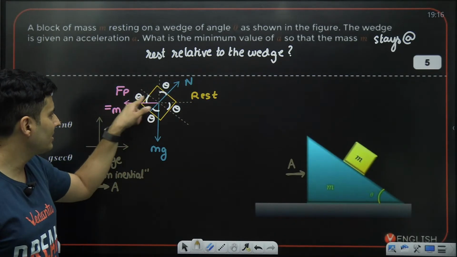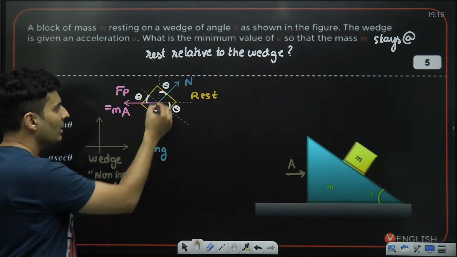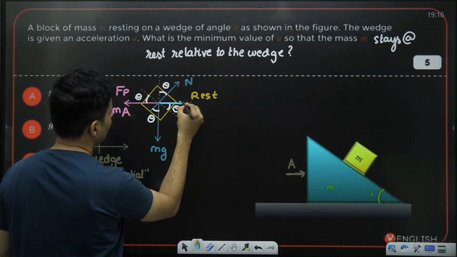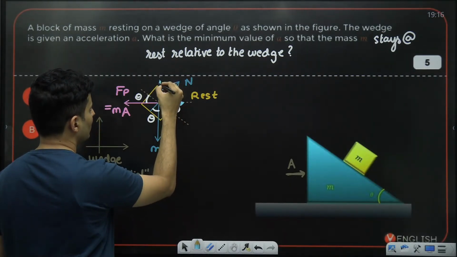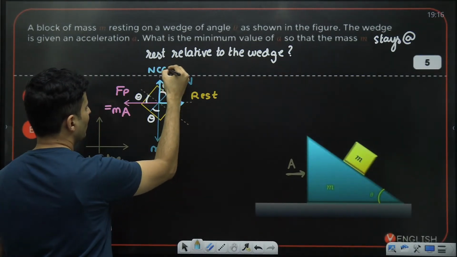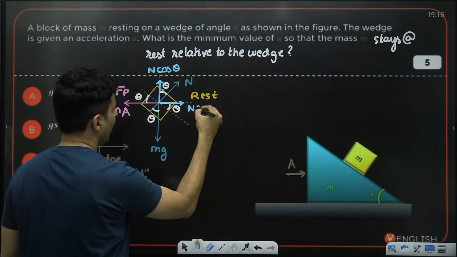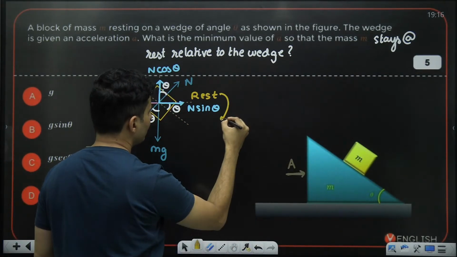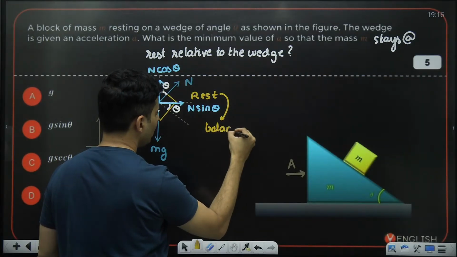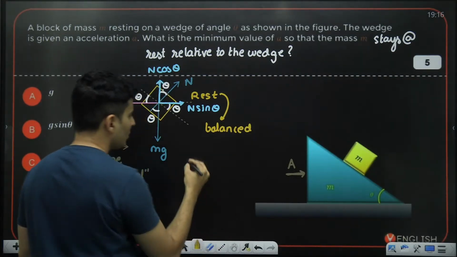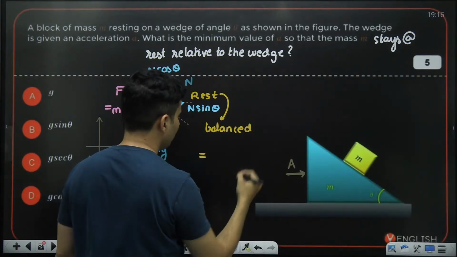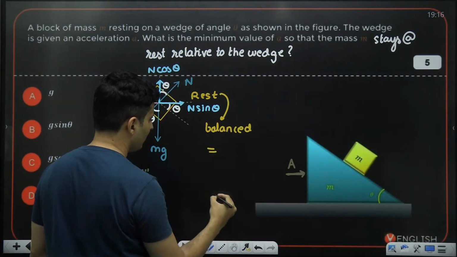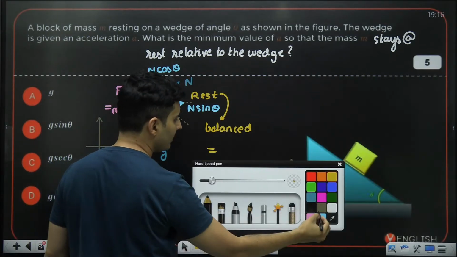You divide into 8 parts, and every alternate angle will be theta. Kind of makes sense to split normal into 2 parts. So one component will be here. It's far away from theta. This component is closer, so this will be n cos theta, and this will be n sine theta. Because it is at rest, obviously things should be balanced. So in x direction separately, and in y direction separately, we'll try to balance everything.